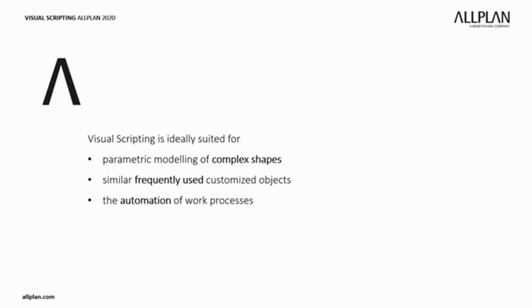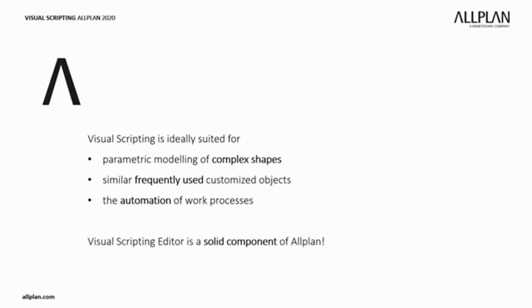It's also very useful for similar, frequently used customized objects. If you have objects which have to be adapted to given situations only in small points, visual scripting can also be very helpful. And a very interesting and important point is that we can also automate work processes with the help of visual scripting.